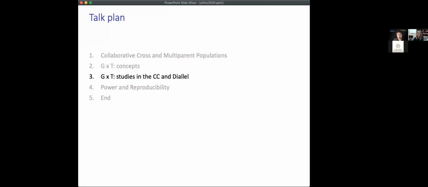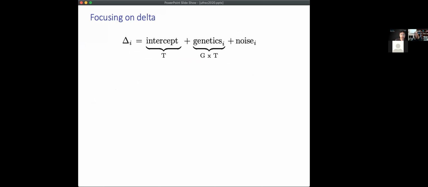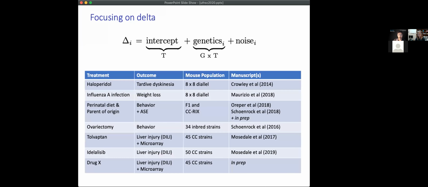I'm going to talk about some studies that I've done following this path in the CC and the diallel. And these are all really focusing on this idea of modeling delta. So you design the experiment so that you can get delta, and then you fit a model for it. They're more coming down the pipe, but these are the studies I've been mainly involved in.